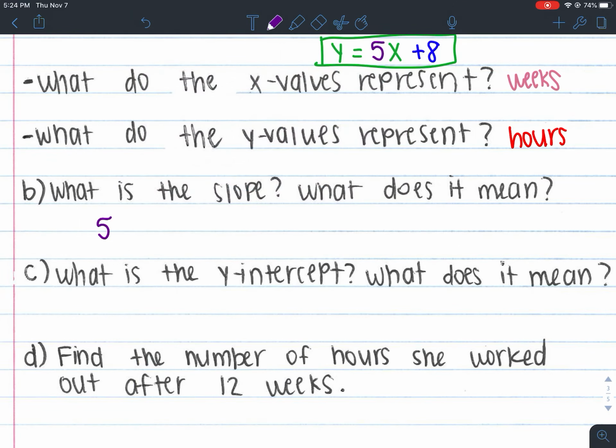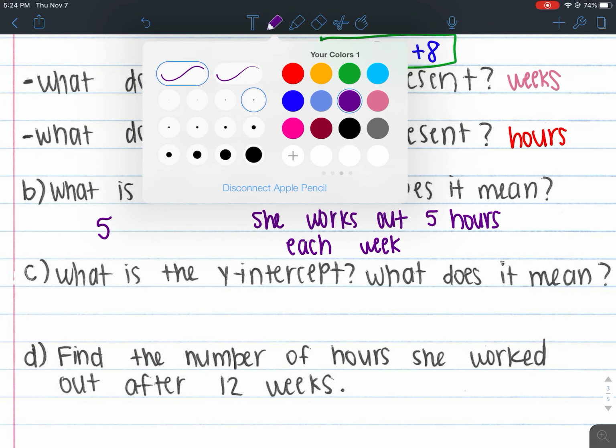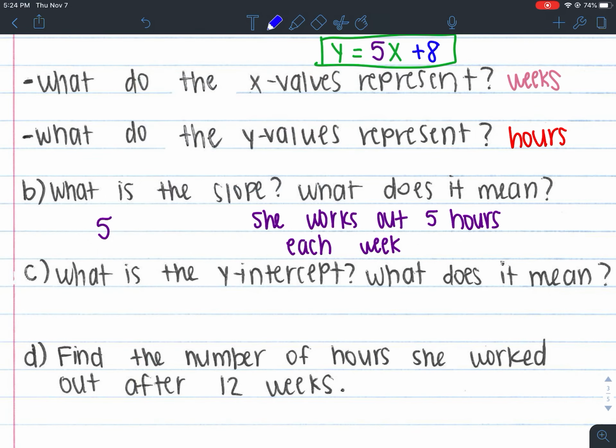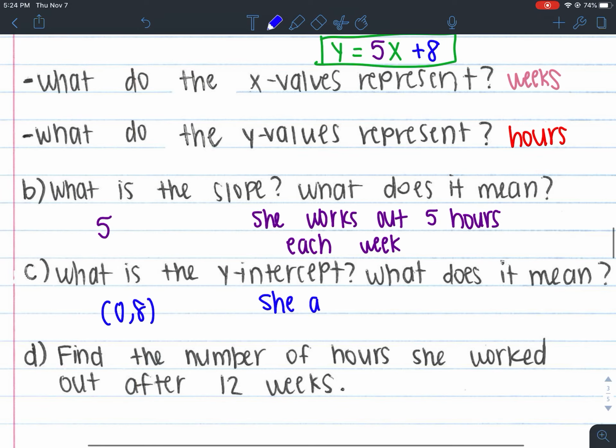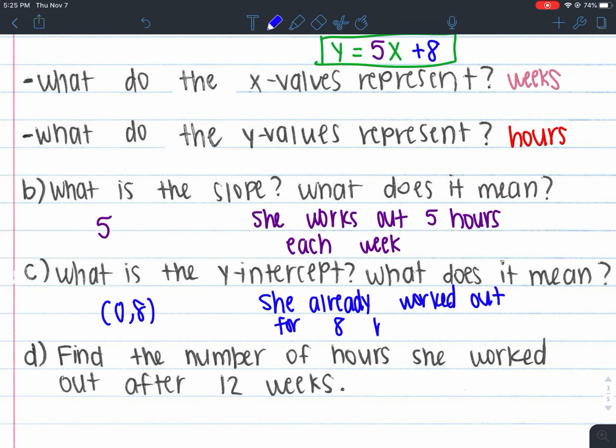Okay, so part B, what is the slope and what does it mean? Well, our slope here is 5. It means that she works out 5 hours each week. She's working out at a rate of 5 hours each week. Our y-intercept is (0, 8). Well, what does that represent? It means that she started off with already 8 hours worked out, or she already worked out for 8 hours.